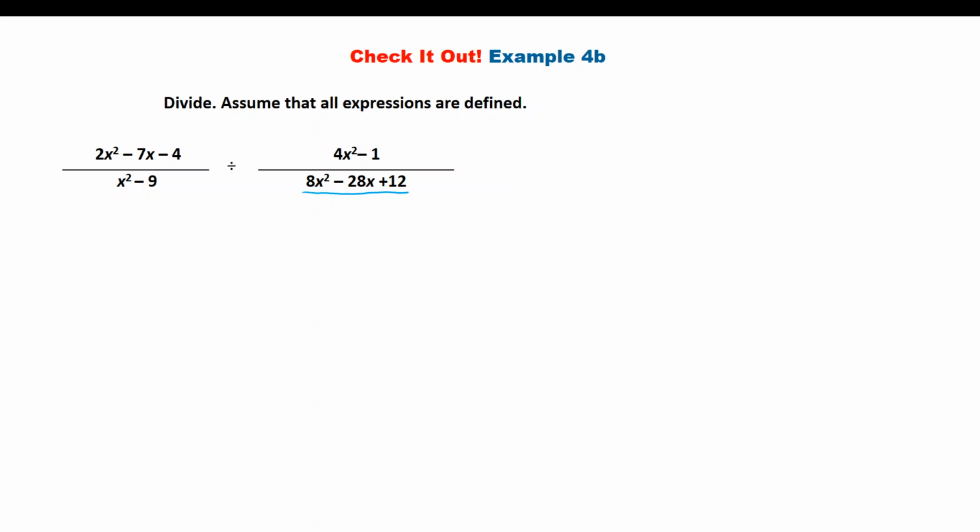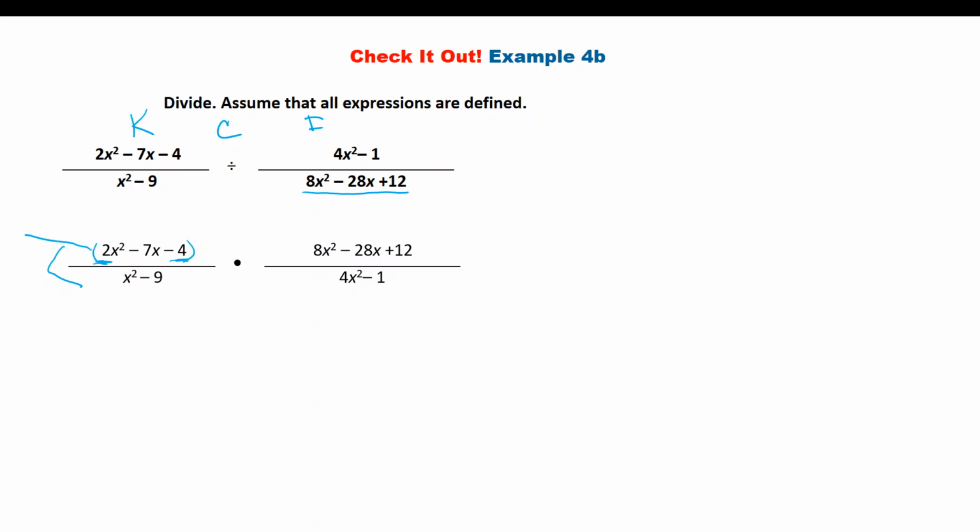All right, on this one, again, it's a division first, so we're going to keep, change, and flip. And so when we do that, here's our expression that we're going to work with. So the first thing I want to do is go ahead and factor our first piece. So here I have a 2 in front of my x squared, so I'm going to have to expand this one. So I'm going to write 2x squared and my negative 4 here.